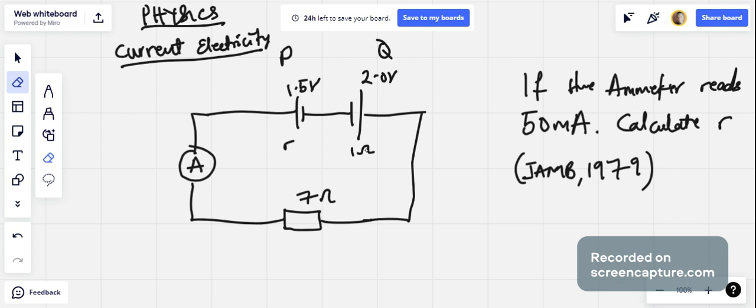The 1 ohm here represents the internal resistance of this other cell. There are two cells, cell P and cell Q. Cell P has an EMF of 1.5 volts. Cell Q has an EMF of 2.0 volts. Here we have our external resistance, which is 7 ohms. So we should calculate what? R. So let's get it done.